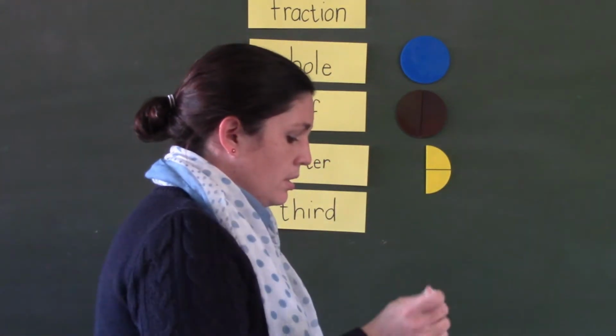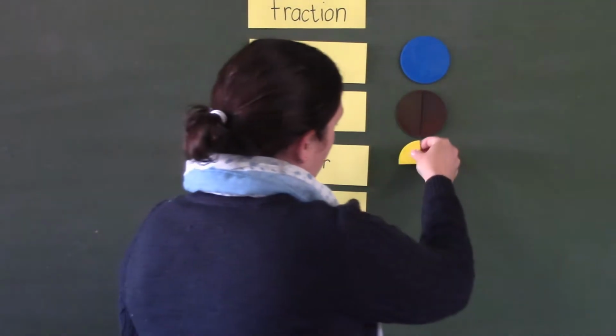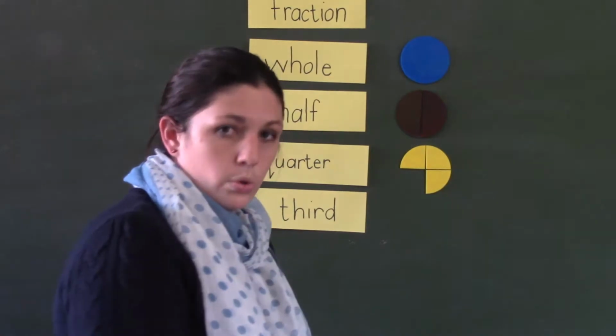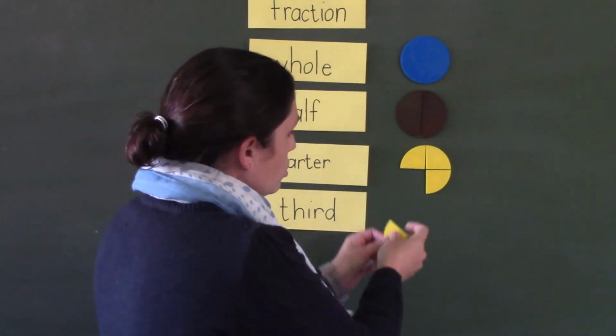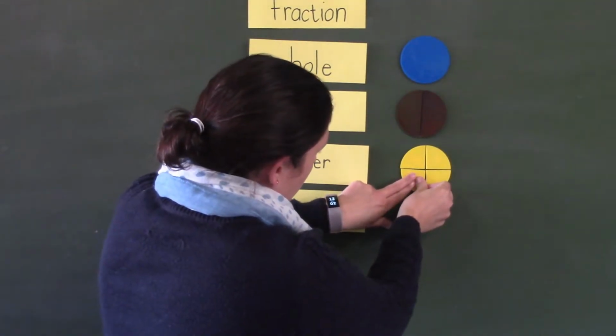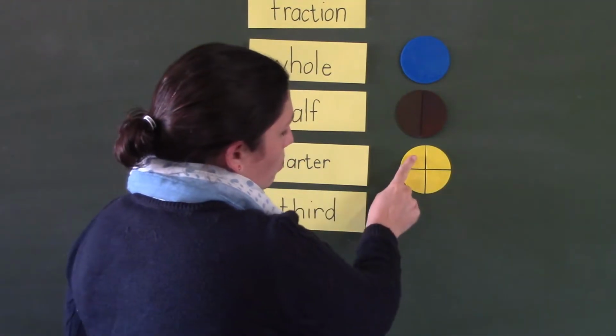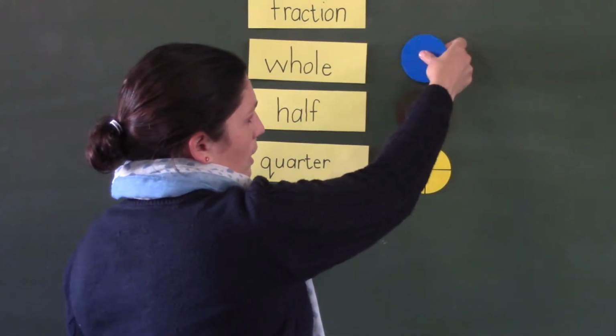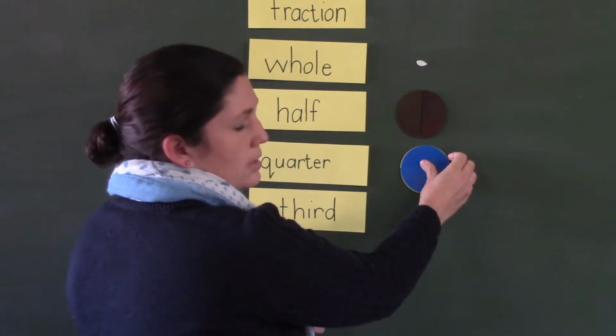Okay? So in one whole, there are 4 quarters. And each quarter is the same size as the next one. So 1, 2, 3, 4 quarters is the same as one whole. If I had to do that, you can see it's the same.